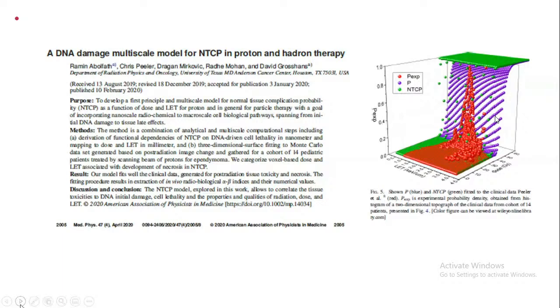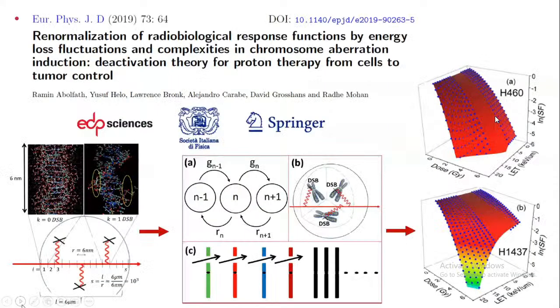In this paper, we use a pool of patients treated for ependymoma at MD Anderson in Texas, and we showed that for a given probability of toxicity, as LET increases, the dose decreases. And the entire formulation, again, is based on this multi-scale model we propose, the details of which can be found in another paper published by the same group in 2019.